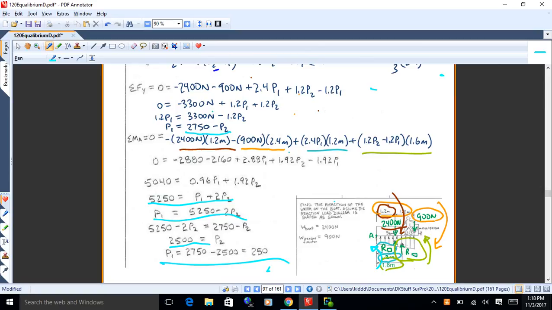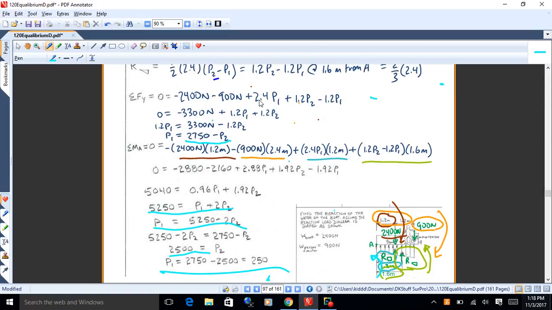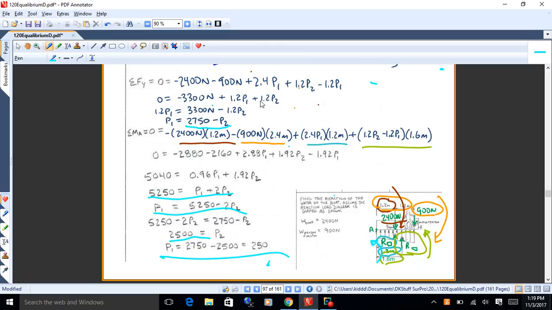Doing okay with that? Yeah. Okay, so that's how you can handle it if you've got a distributed load as an unknown. Any questions there?